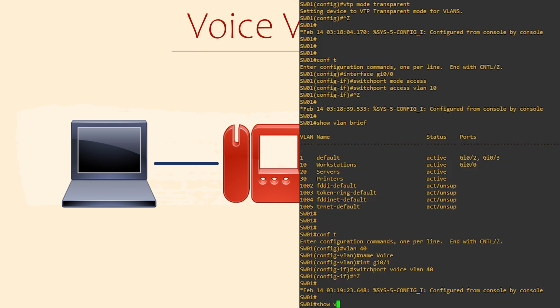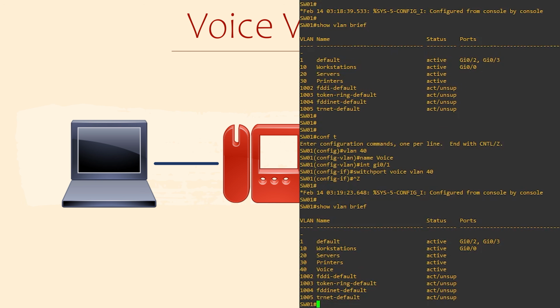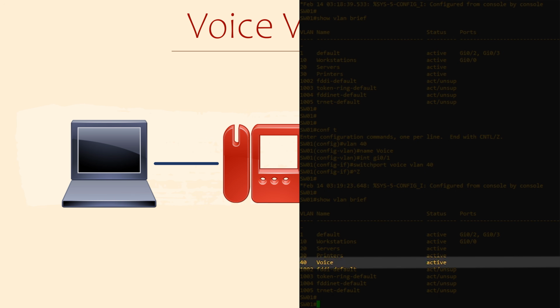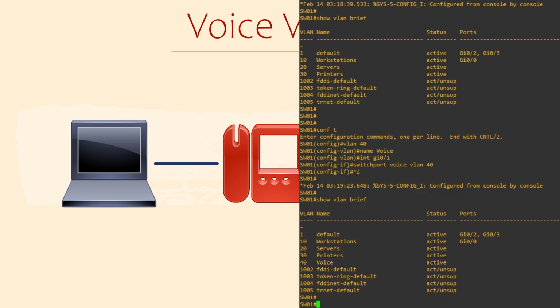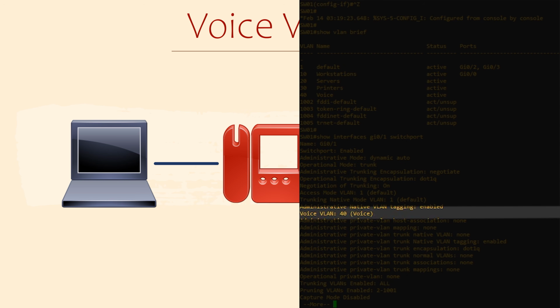When we run show vlan brief again, we can see that the voice VLAN has been created, but it isn't showing up on that interface. I picked an interface that was down, unfortunately, so it's not showing here. So, to check this one, we can run show interfaces gi0/1 switchport. Here we can confirm that the voice VLAN is also configured on this port.